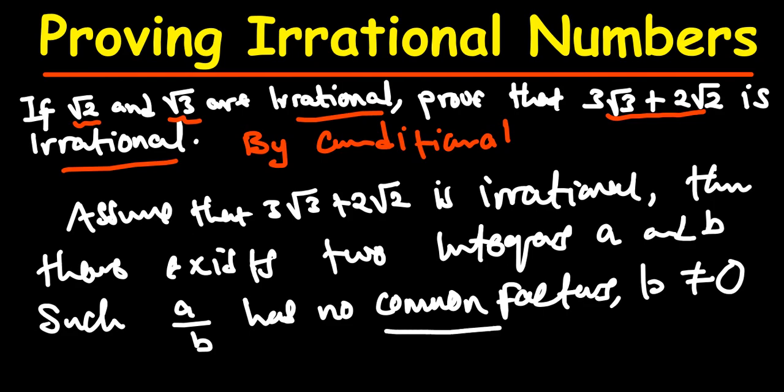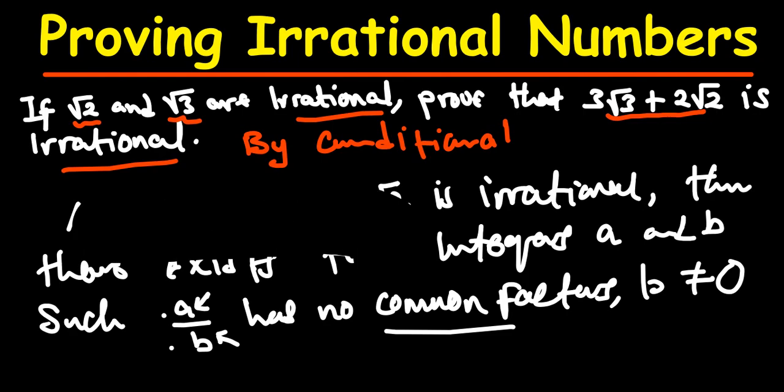This a over b having no common factors simply means that we do not have a single value that can go into a and also go into b without leaving a remainder. It means a and b are in their lowest terms. This is the first assumption that you always make when you are proving that a certain number is irrational. After we write this out, we can start our proof.